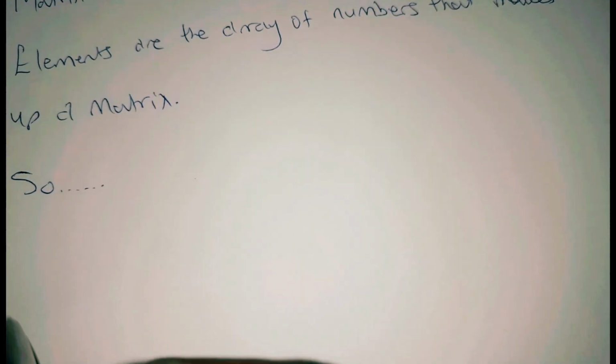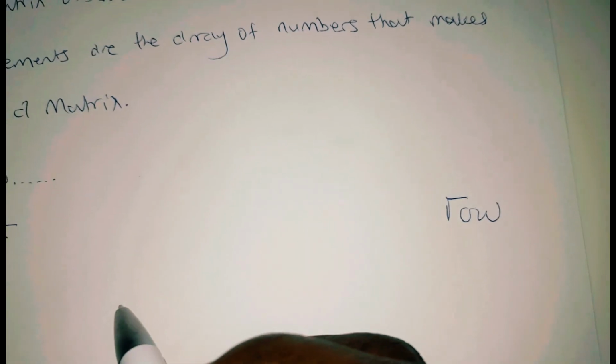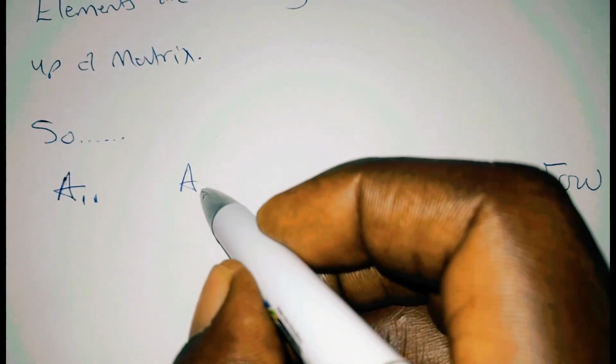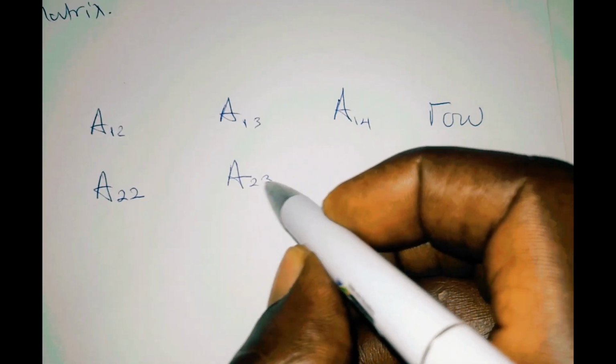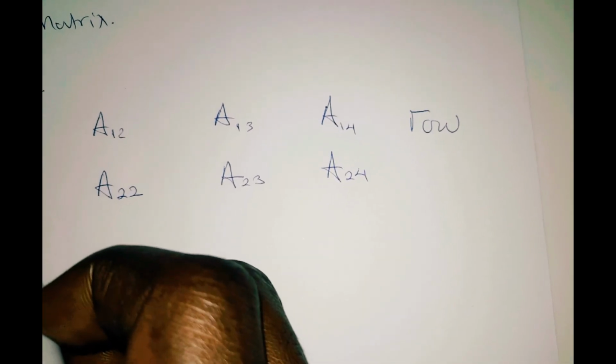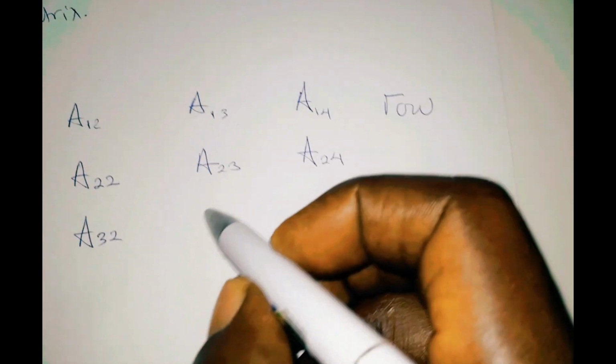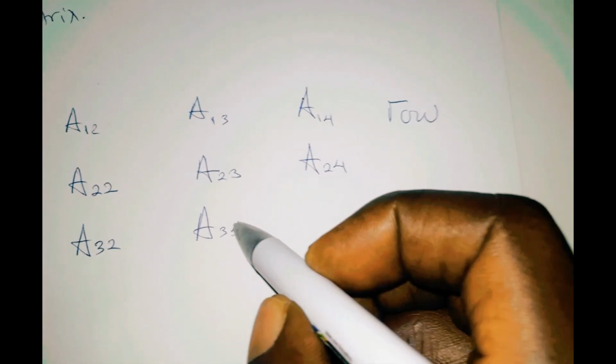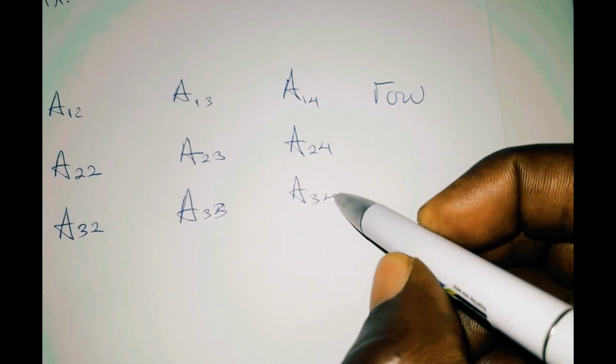So, we have rows and we have columns. I'll be using A to denote the element. So this is row 1, column 1, row 1, column 2, row 1, column 3, row 1, column 4, row 2, column 1, row 2, column 2, row 2, column 3, row 2, column 4, row 3, column 1, row 3, column 2, row 3, column 3, row 3, column 4.